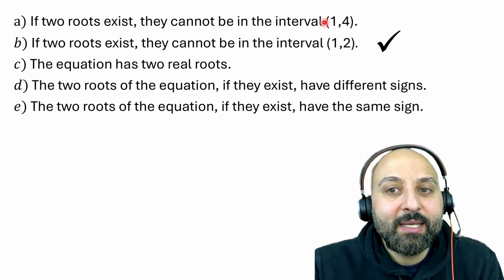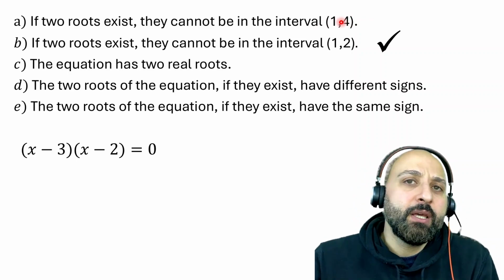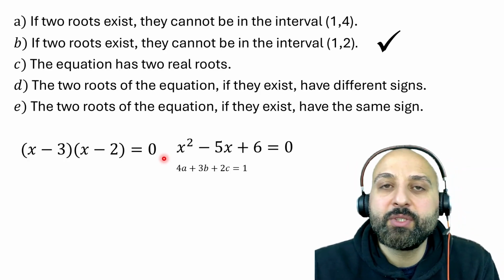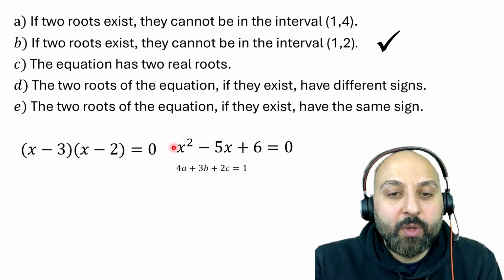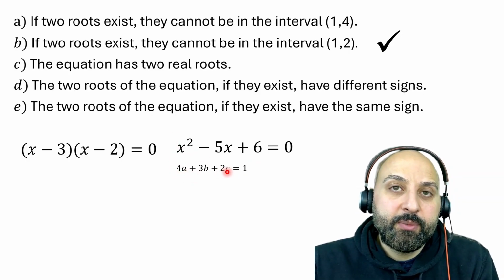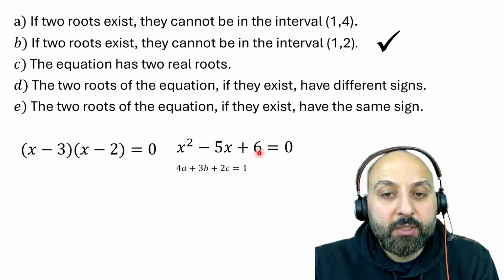But let's say the roots are already in this interval. For example, if we take this polynomial x minus 3 times x minus 2, we can expand it. It becomes x² minus 5x plus 6. So obviously a is 1, so the sign is positive. And then if we calculate 4a plus 3b plus 2c, this is 4 minus 15 plus 12.